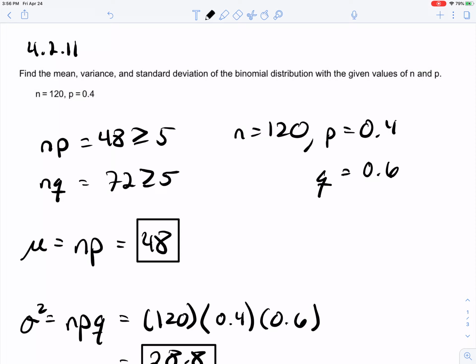Okay. So, but yeah, this was the worked example from section 4.2, question number 11.